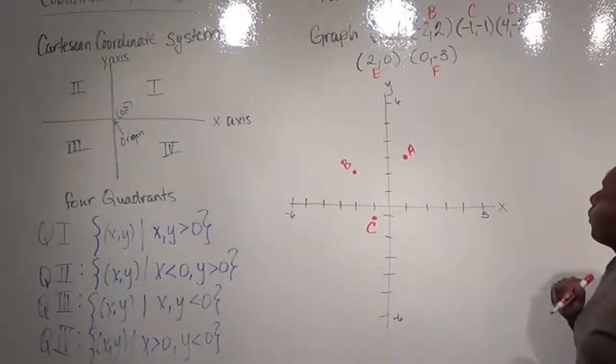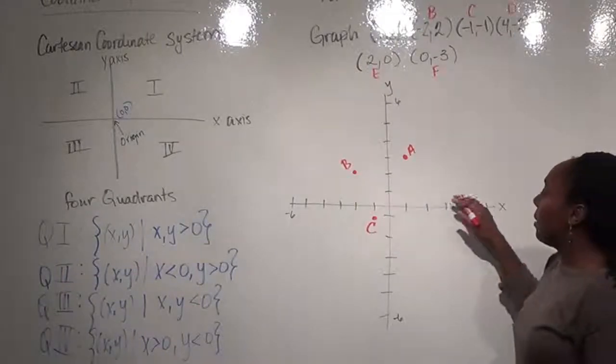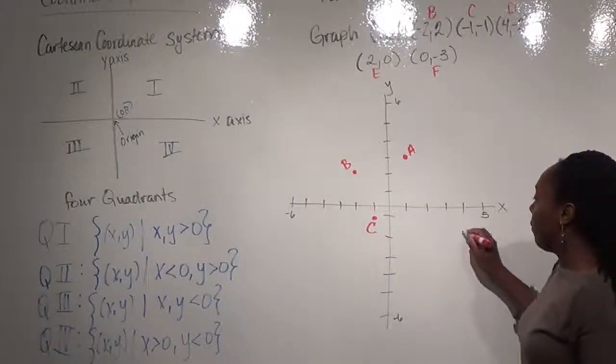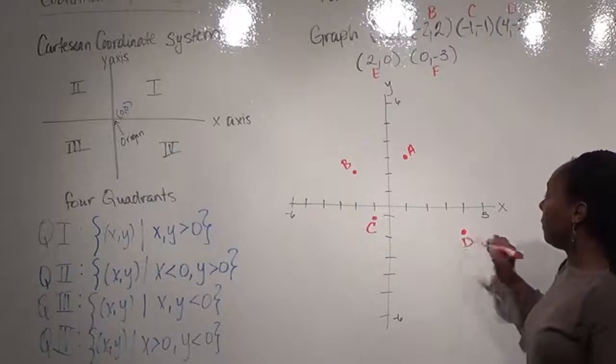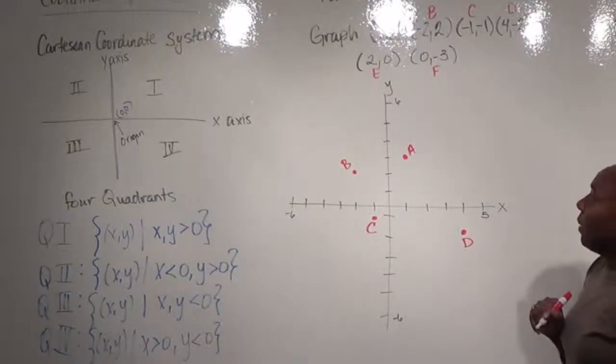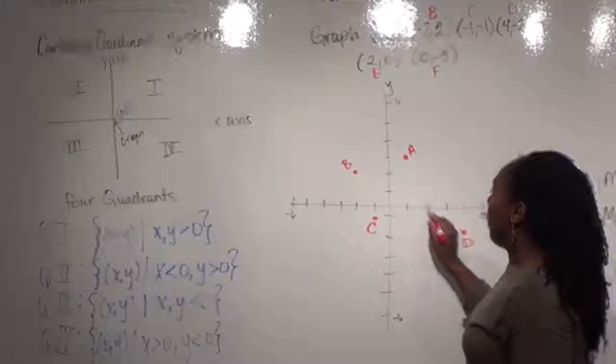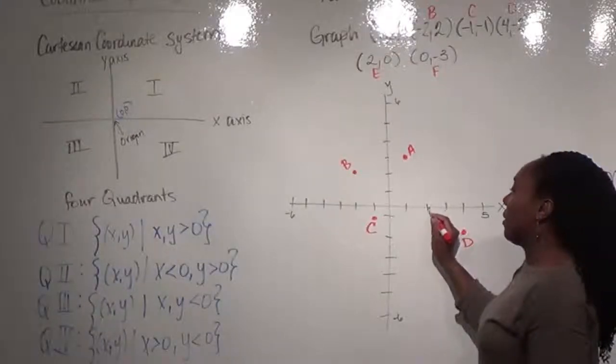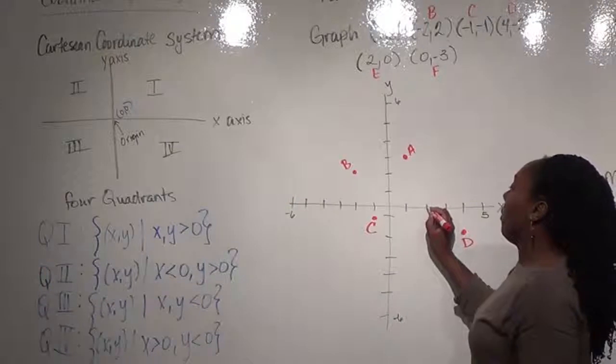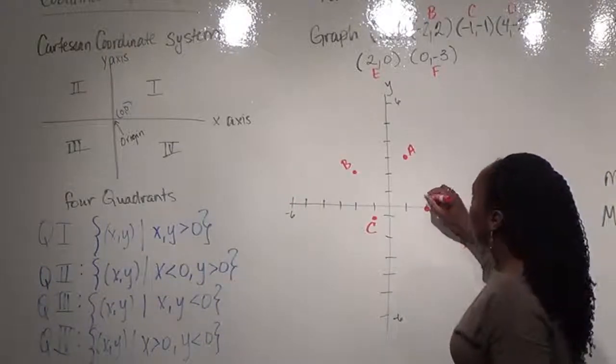D is 4, -2. So +4 and then -2. E, I'm at 2, 0. Well, that just means I'm on my x-axis. So I have an x value, but I'm not going anywhere in the y direction. So there's my point E.